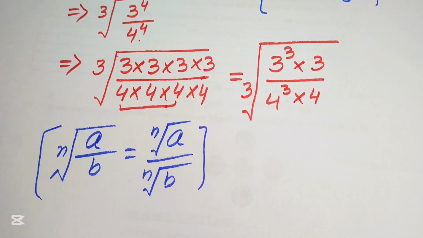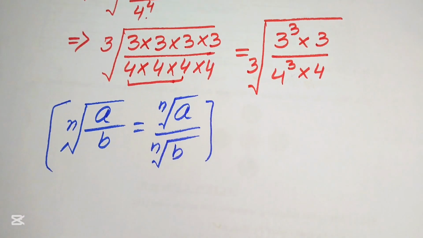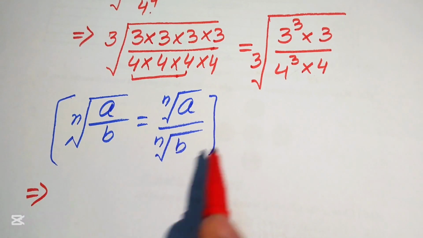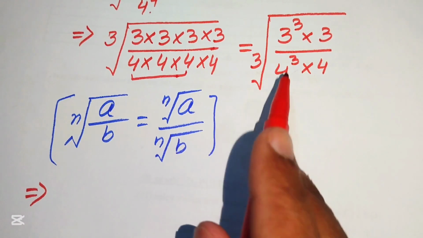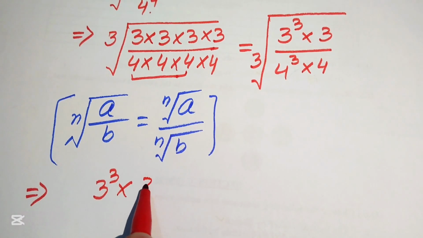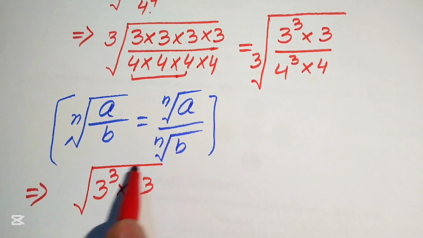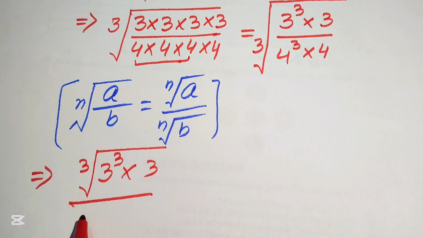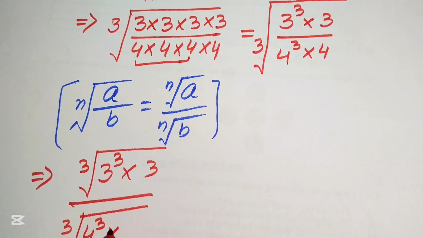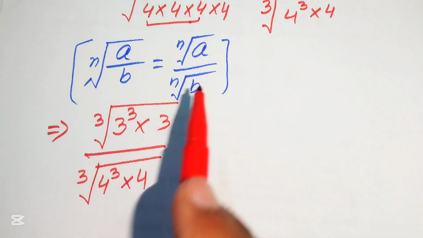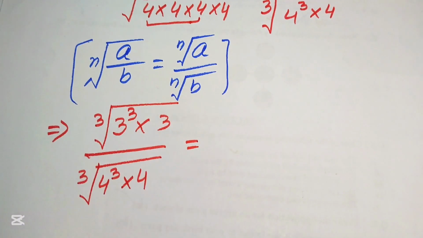Okay, so according to this radical law we write our algebraic expression in this way. So we apply cube root separately on both of these terms. We write it as cube root of 3 cubed multiplied by 3, and it is divided by cube root of 4 cubed multiplied by 4. Okay, so we just apply here the above radical law.